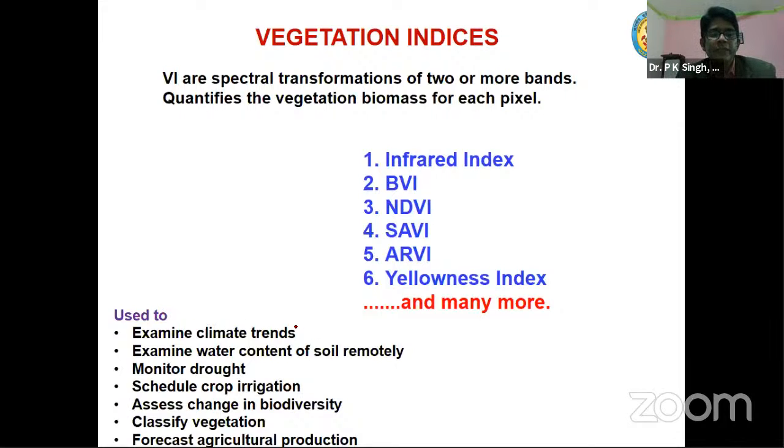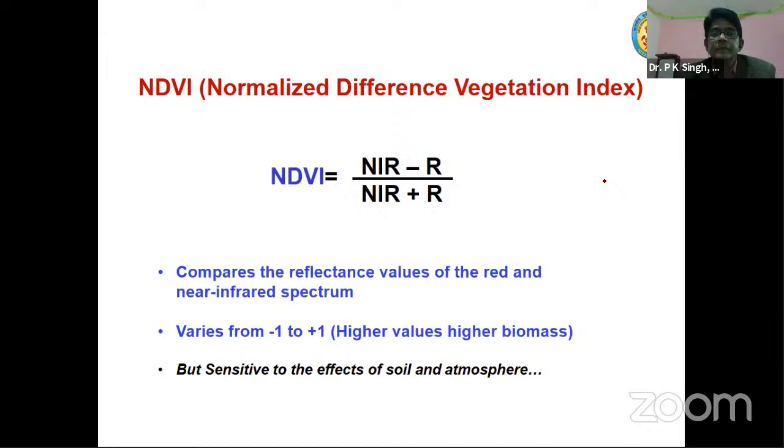Examine climate trends. Actually, climate trends affect the vegetation, and how vegetation is being affected will give some information about the climate trend. Examine water content of soil remotely. Monitor drought if water content is decreasing. Using temporal data, you can say something about drought: yes, in that part there was drought, and how it is progressing. Then schedule crop irrigation, when the crops are to be irrigated. Assess change in biodiversity. Classify vegetation and forecast agriculture production. On the basis of all these, you can forecast agriculture production. So these techniques will be used.